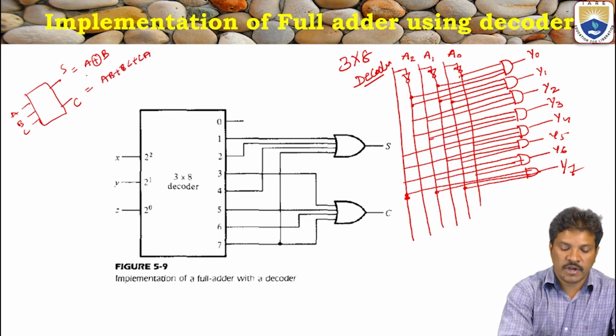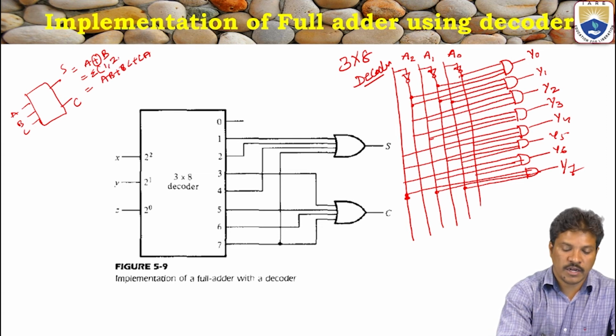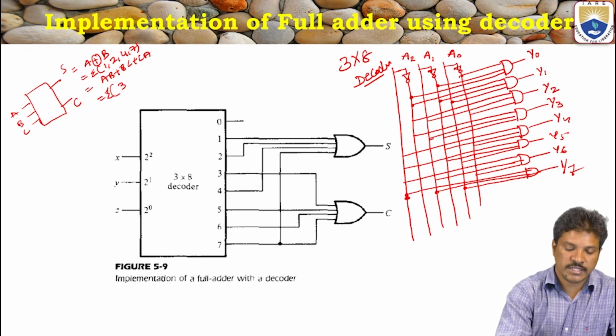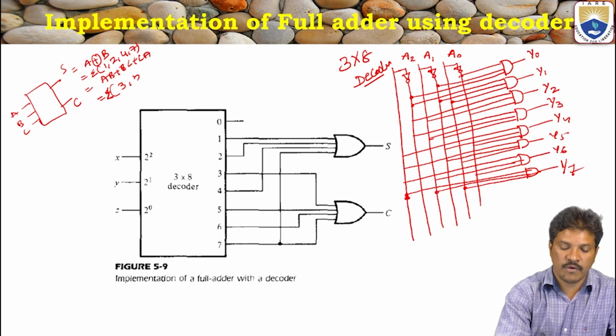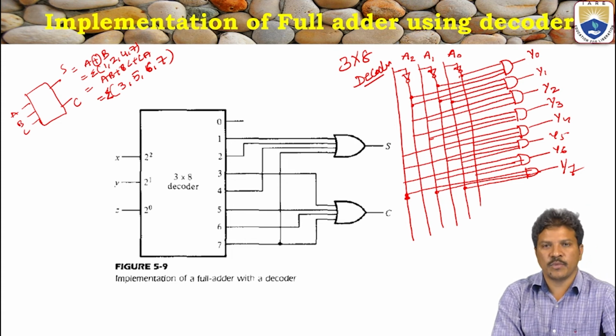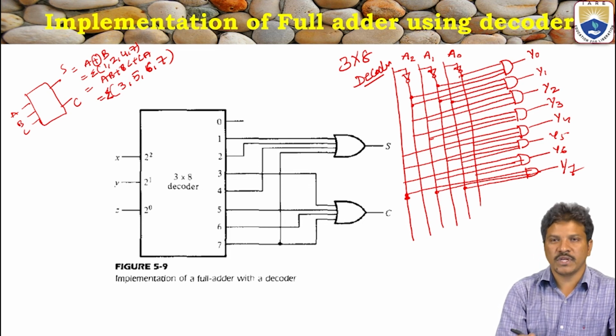And what are the Boolean functions? The Boolean function representation for sum is summation of 1, 2, 4, 7. In the truth table, when we check it, 1, 2, 4, 7 are the logic ones. And for carry, it is 3, 5, 6, 7. If you check the truth table for the full adder, input combinations 3, 5, 6, 7 are the only logic ones in the carry. So how can we implement this circuit using the decoder?